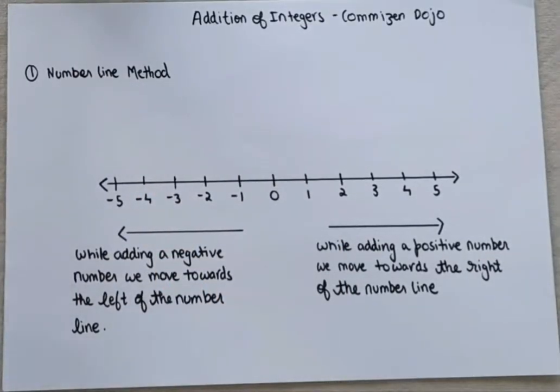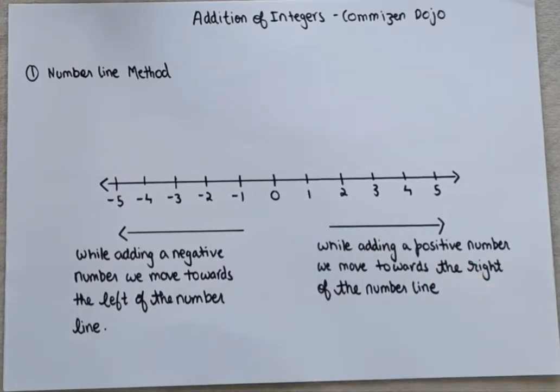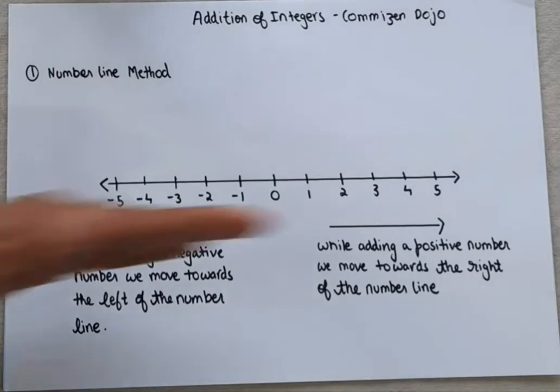Keep that in mind, 0 is neither negative nor positive. This is a very common mistake. Now, how can we retain this? We can remember this by saying that while adding a positive number, we move towards the right of the number line, which is in this direction here.